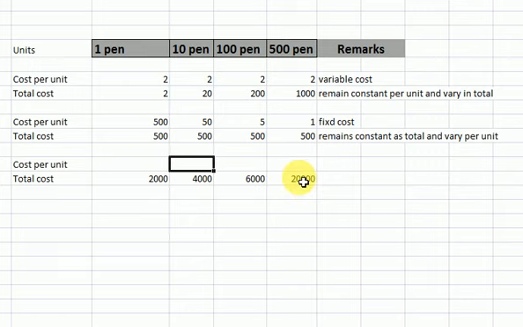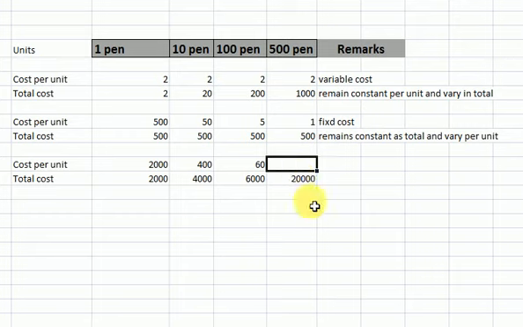Now what will be the per unit cost? 2,000 is the total cost of one pen, so the per unit cost is 2,000. 4,000 is the cost of 10 pens, so what will be the per unit cost? 4,000 divided by 10, that is 400. Then 6,000 is the cost of 100 pens, so the per unit cost is 60.